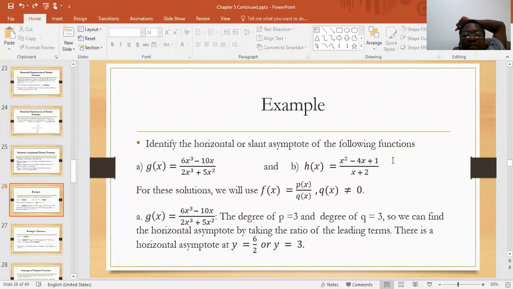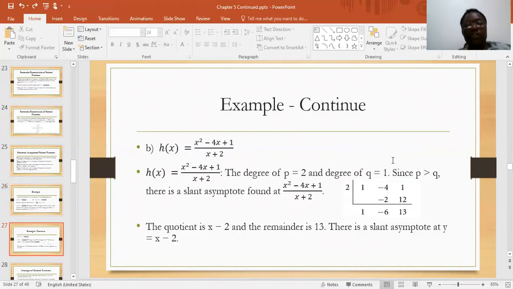To determine the limit at infinity, look at the highest degree of the numerator and the denominator. If both numerator and denominator are polynomials of the same degree, just take the fraction of the leading terms of those two polynomials. For g of x, the leading terms are 6x cubed and 2x cubed. If we take that fraction, we will have 6x cubed over 2x cubed, which is 6 over 2, equals 3. So the line y equals 3 is a horizontal asymptote.